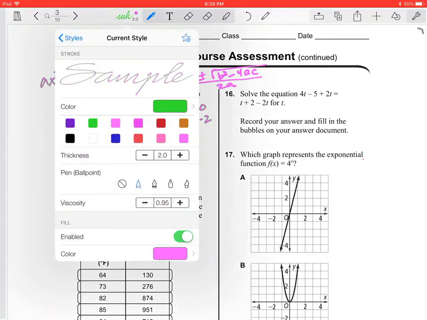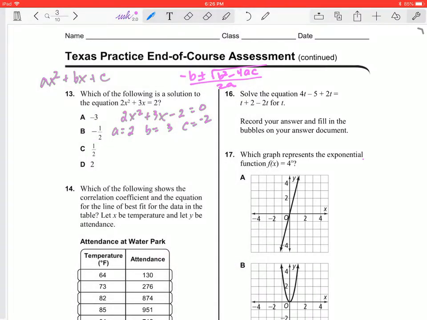Now I'm going to plug all that into my quadratic formula. So that's going to be negative 3 plus or minus the square root of 3 squared, which is 9, minus 4 times the value of a, which is 2, times the value of c, which is negative 2, all over 2 times the value of a, which is going to be 4.